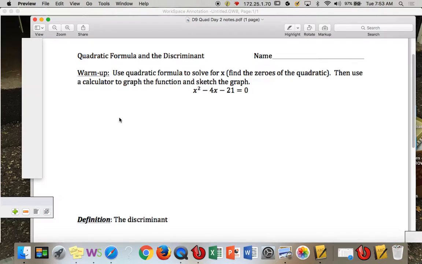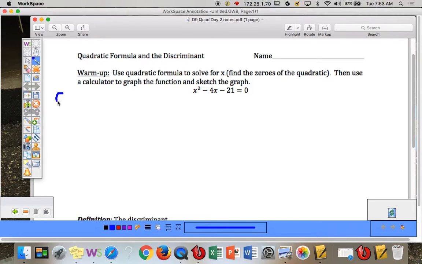So yesterday we practiced the quadratic formula. The first step is to identify a, b, and c. A is the number next to the x squared. B is the number next to the x, so here it's -4, and C is the number by itself here, -21.